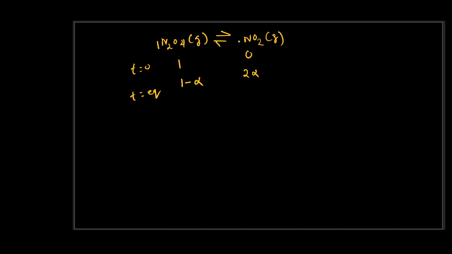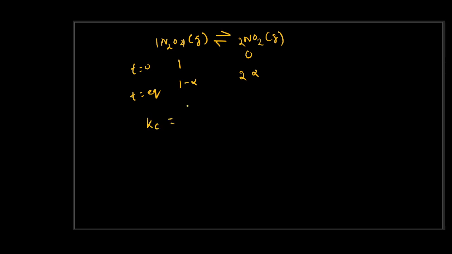Suppose this were 4, then 4 alpha would form. If it is x, then x alpha will form. Here it is 2 moles, so 2 alpha will form. Similarly, if this is 5 moles, then 5 minus 5 alpha will be consumed. So that depends on how many moles of the reactant are present. So here 1 mole, so this will be 1 minus alpha.